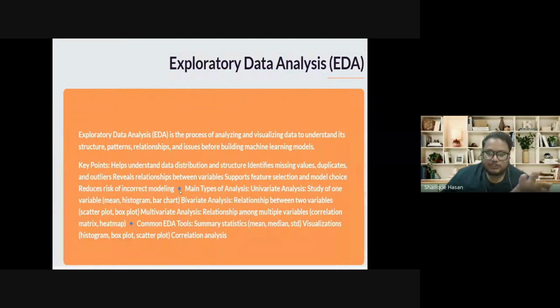These are the types of charts you want to get. There is behavioral analysis, the relationship between two variables, like a box plot and a scatter plot. These are the two things. And the relationship among multiple variables: the correlation matrix and the heat map.